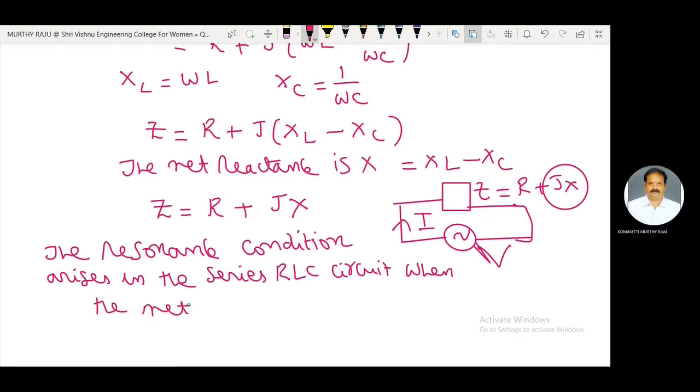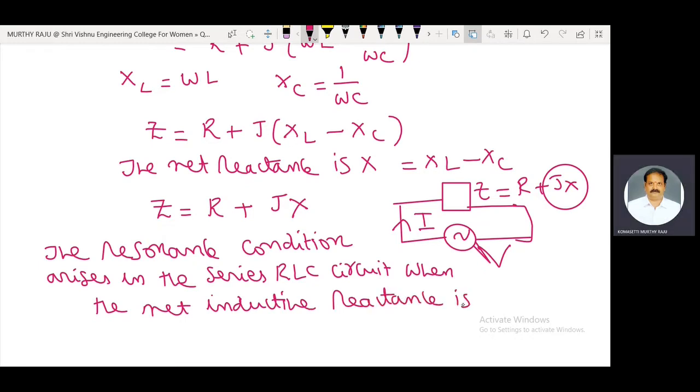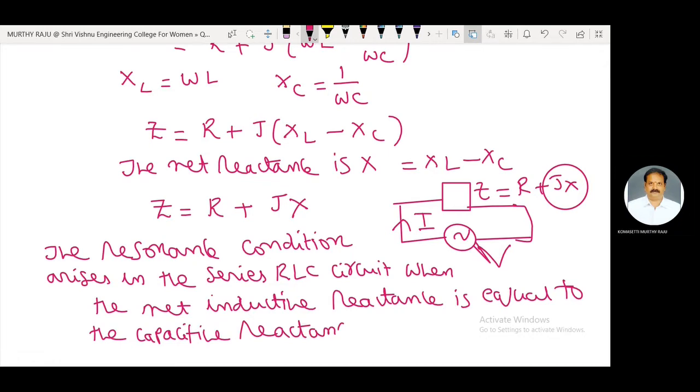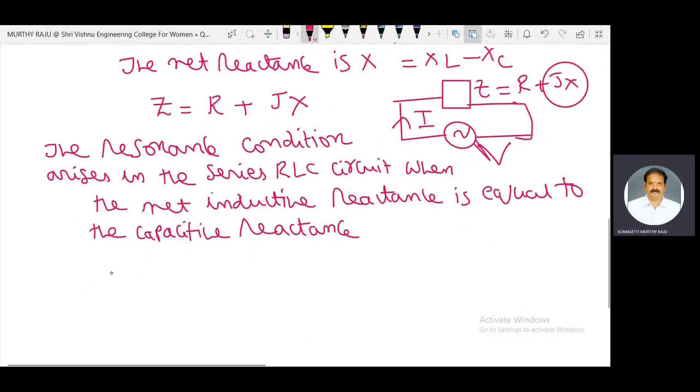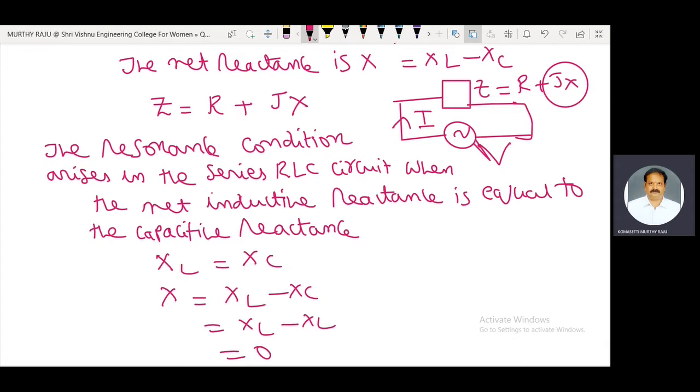When the inductive reactance is equal to the capacitive reactance, finally the net reactance is zero. That means XL is equal to XC. We know that X is equal to XL minus XC. XL minus XL, because XL is equal to XC. Therefore, the net reactance is zero.